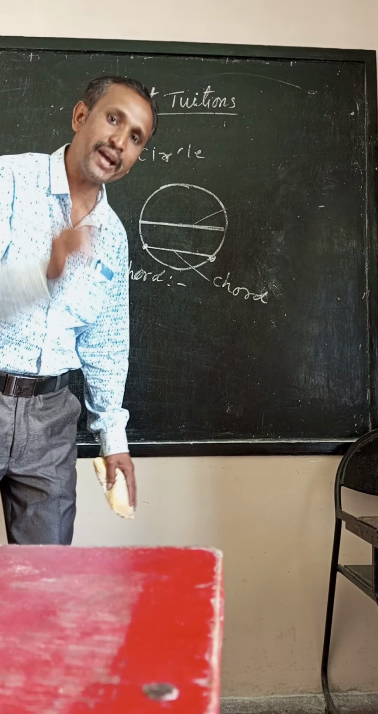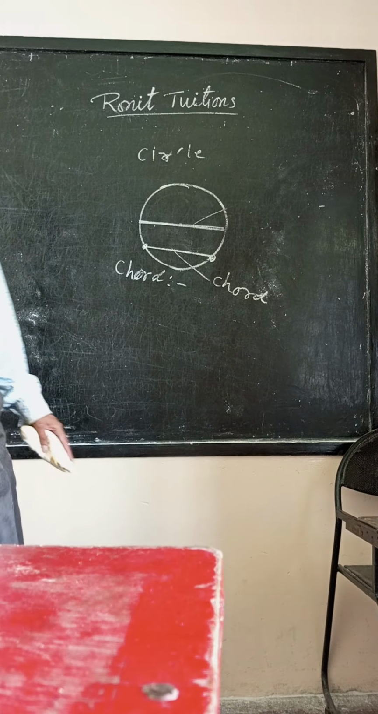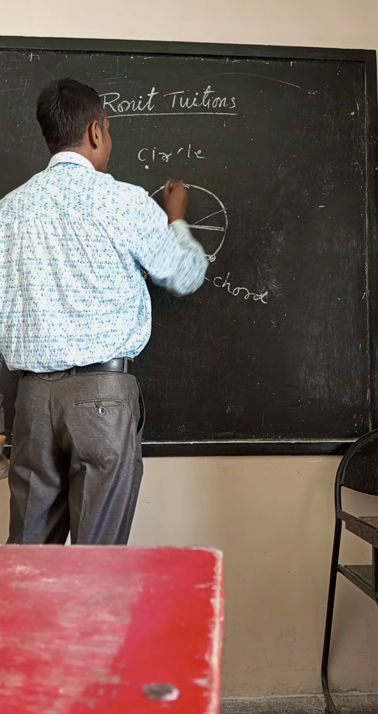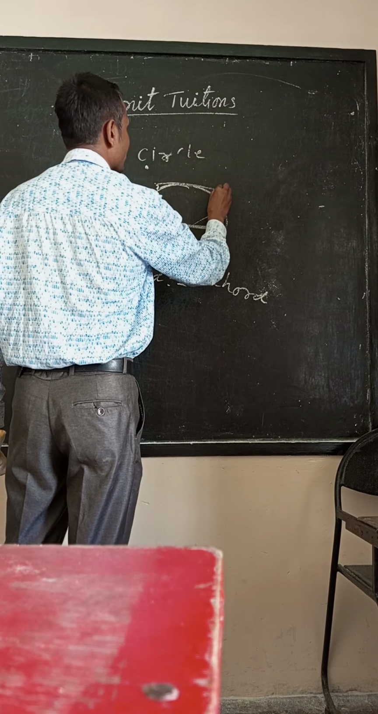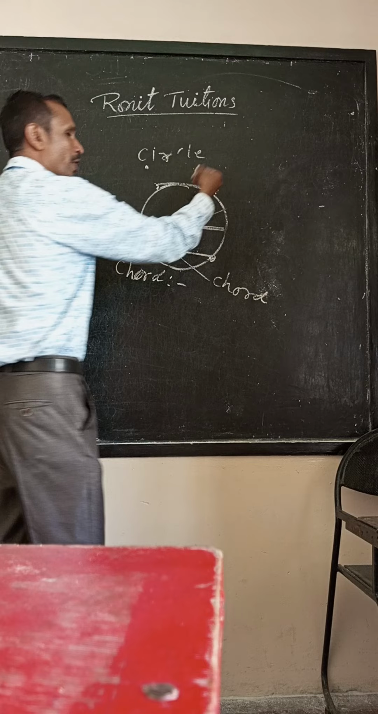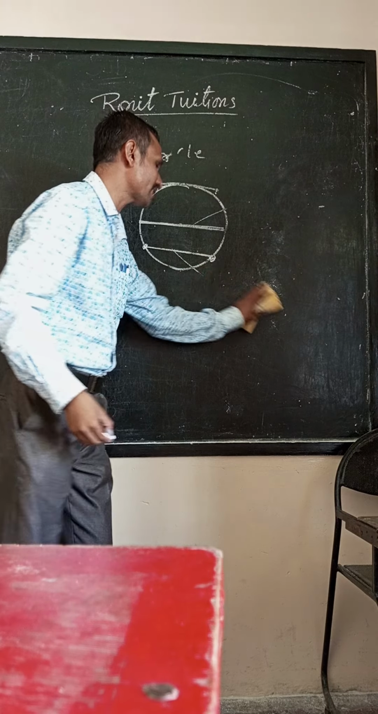And a chord is always inside the circle. Here also two points can be there, here and here. If I join it like this, this cannot be a chord. So a chord is always inside the circle.